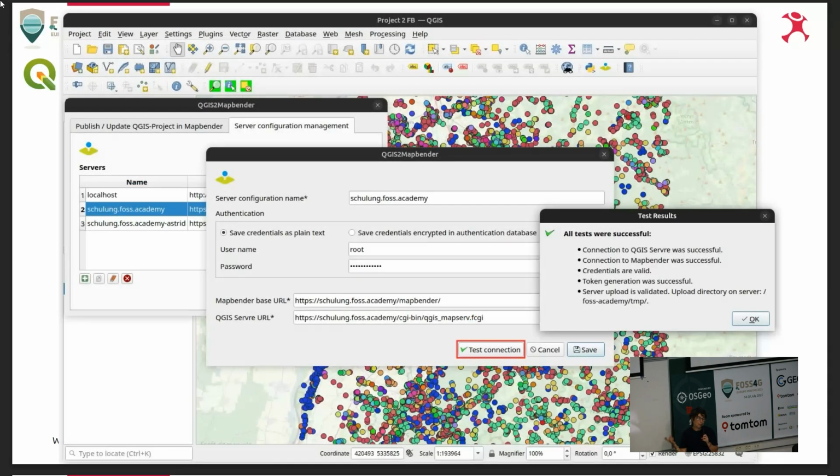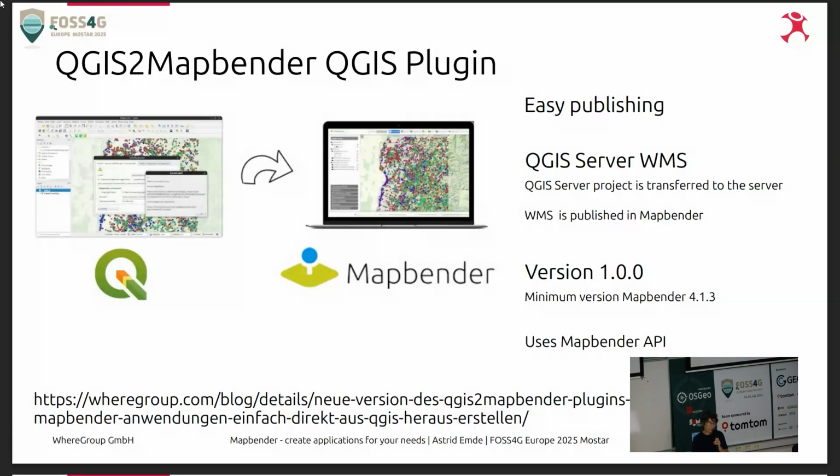We invented a plugin. So we created a plugin. It's called QGIS to Mapbender. There will be a lightning talk later this day. And this plugin you can activate in QGIS. You can create your QGIS project. And then you can say, okay, I would like to transfer it on my server and I want to publish it in Mapbender. And this is just by click. So you can transfer your project on the server and then you get this application where the project is already published. So you can try out and there's a link to a blog article where you can check.